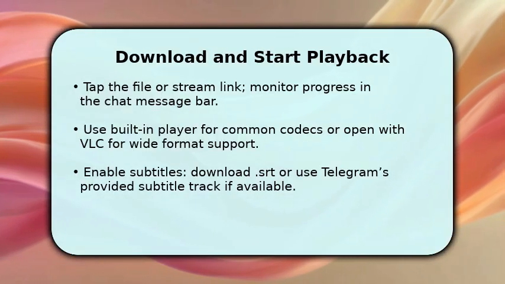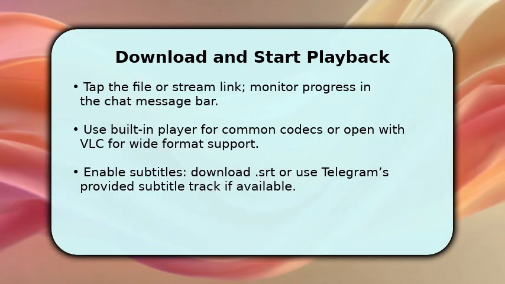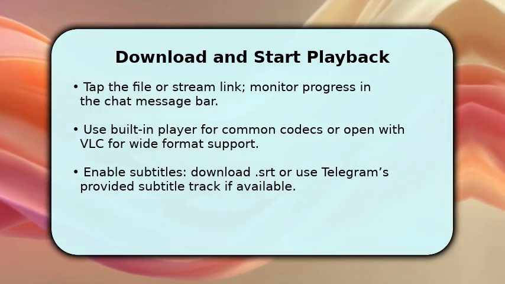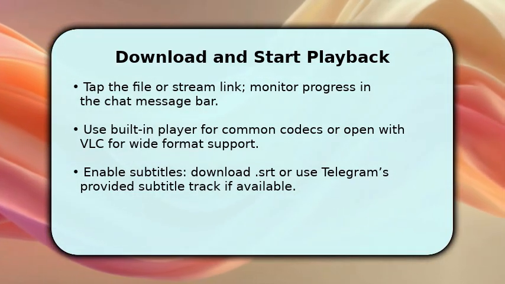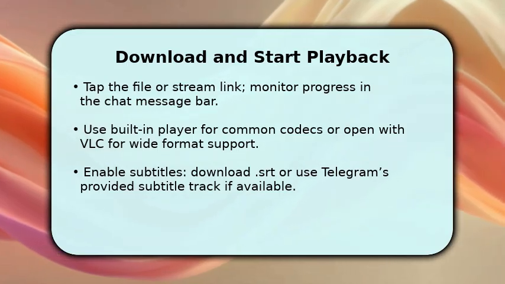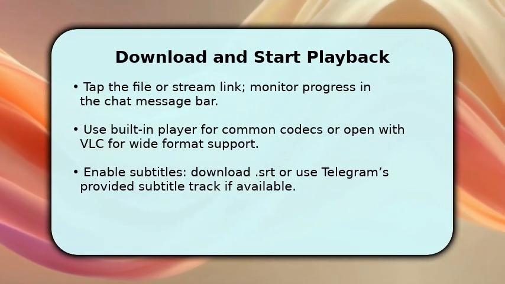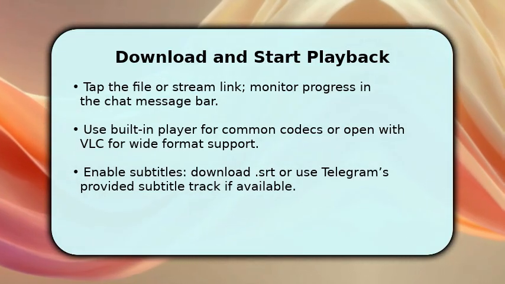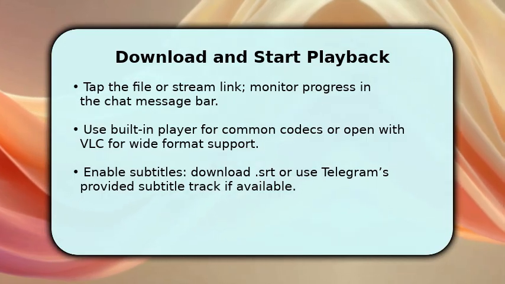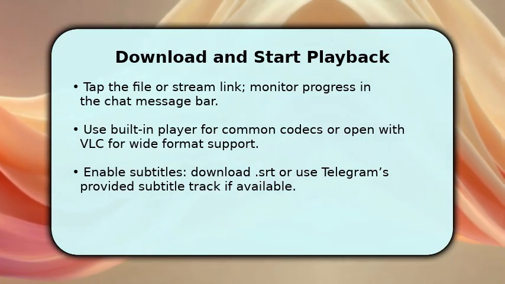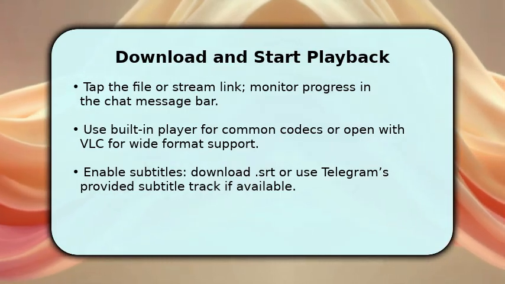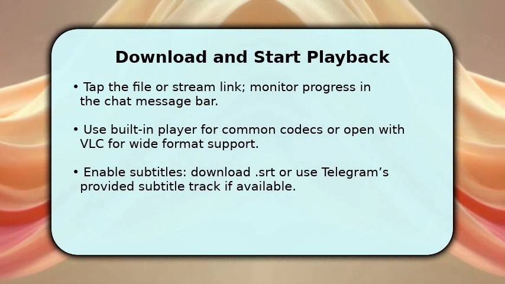You now perform the core actions. Tap the movie file or stream link and watch the progress indicator inside the chat. If the built-in player works, start playback immediately. If not, long press the file, choose Share or Open With, and select VLC for broader format support. Make sure subtitles are present, download an SRT file and load it, or select Telegram subtitle track. Also, adjust playback speed and audio track if needed so the viewing experience matches your preferences and device capability.